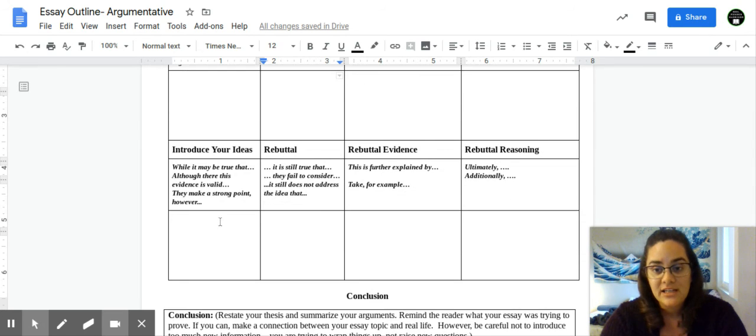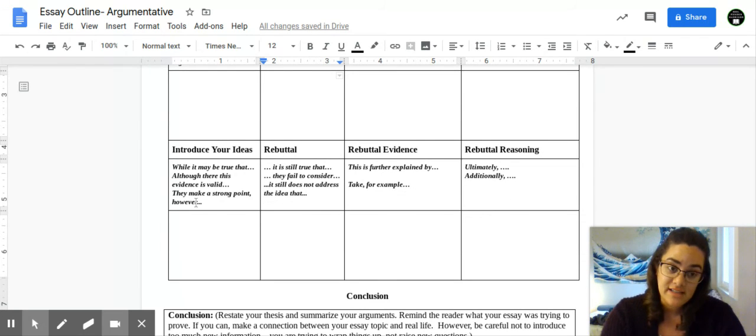So you're going to come back and introduce your ideas. Although there is valid evidence, although this evidence is valid, they fail to consider or they fail to realize blank. Then I'm going to give my rebuttal evidence and my rebuttal reasoning.